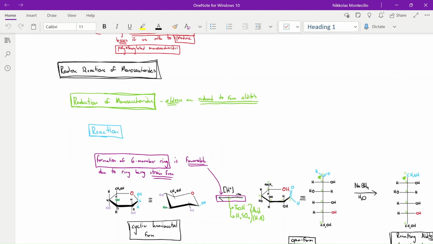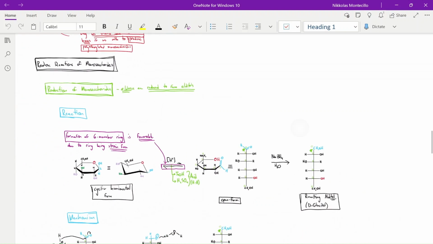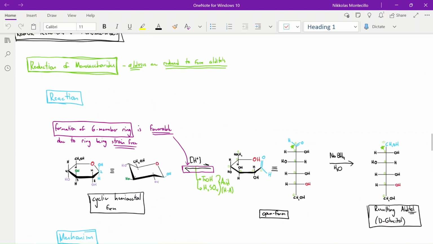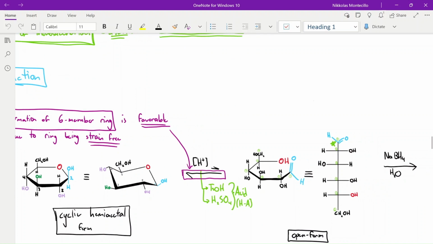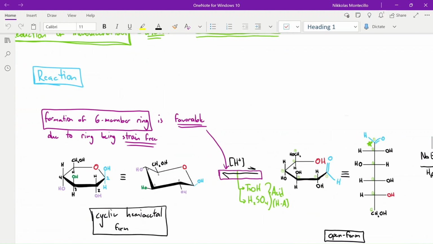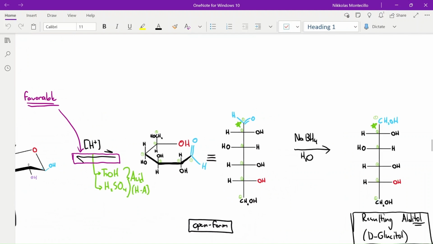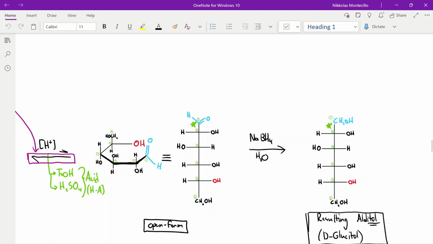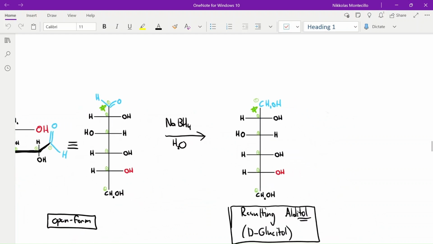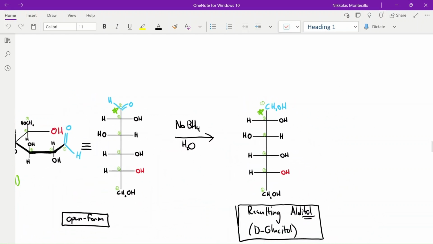The next set of reactions of monosaccharides includes redox reactions. Okay, so with reducing monosaccharides, we see that aldoses are reduced to form alditols. So we can see here in this reaction, we're interested in the open form of glucose. Okay, and we can see here that in its open form, when glucose reacts with sodium borohydride with H2O as the solvent, there's the formation of an alditol, which is just D-glucitol.